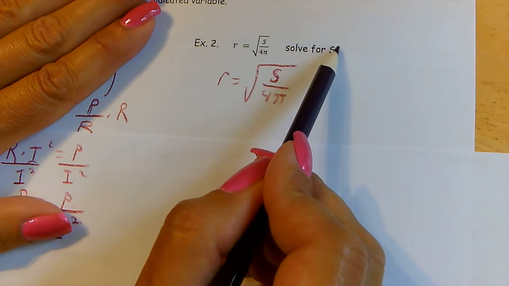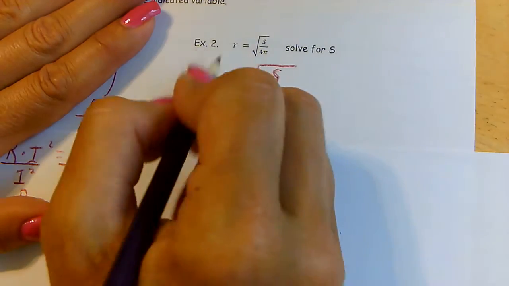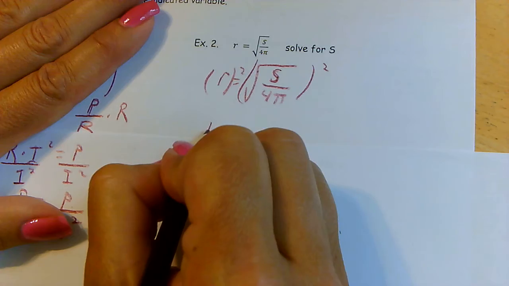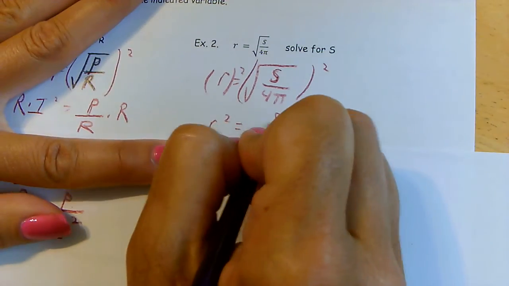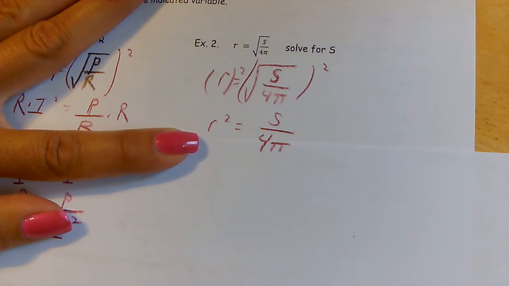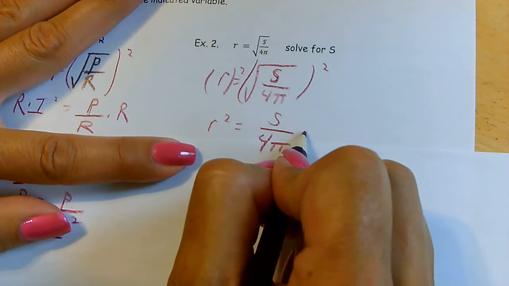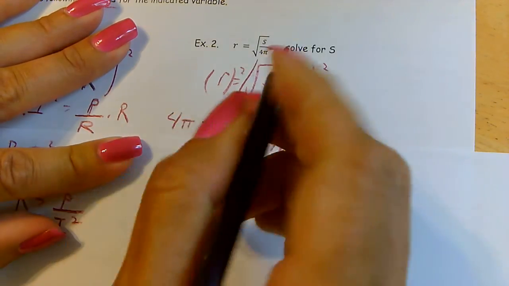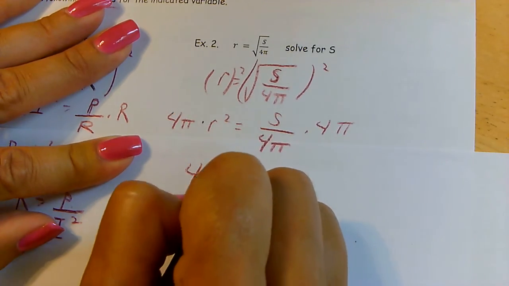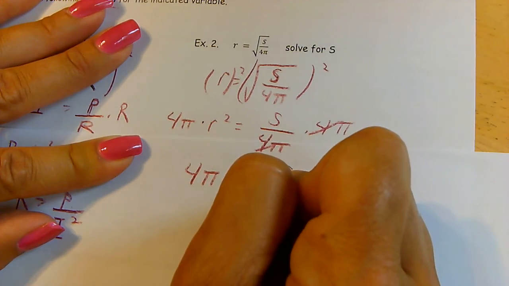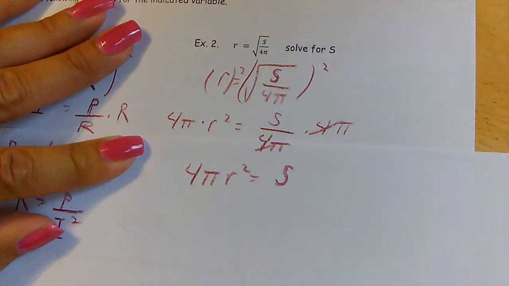So here I want the s by itself. I'm going to square both sides to get rid of my radical. So r squared equals s divided by 4 pi. I'm going to clear my denominators by multiplying both sides by what's in the denominator. And then I'm done.